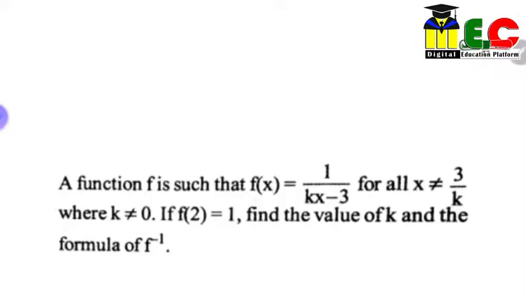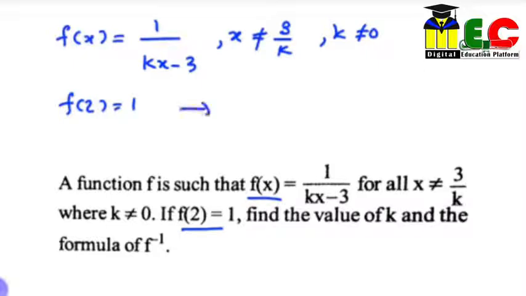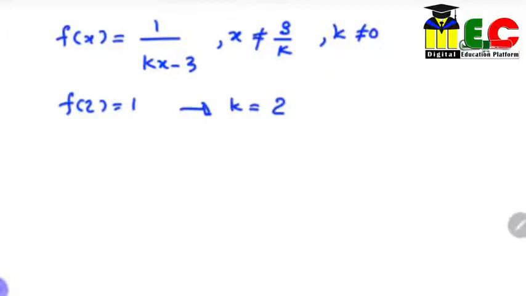A function f is such that f(x) equals 1 by kx minus 3, x not equal to 3 by k, k not equal to 0. So we are given f(2) = 1, and we need to find the value of k.